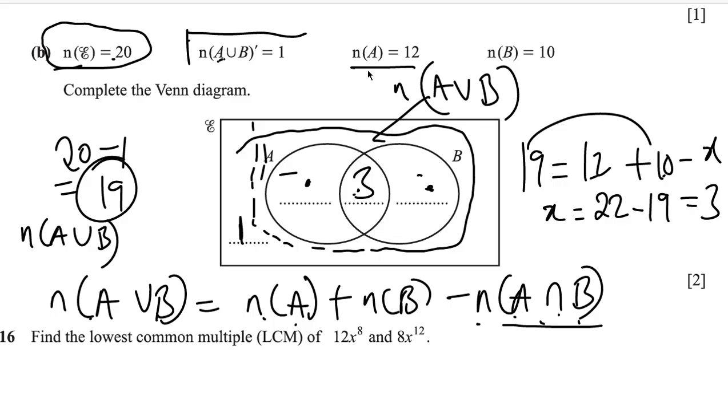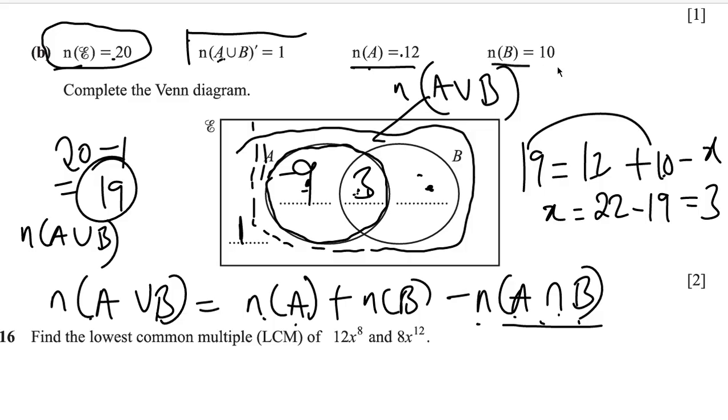Right? So N of A is 12, and you know that this is the whole of A. And the whole of A is 12. So since we have 3 over here, to make up to the 12, which is N of A, we need 9. 9 plus 3 is 12. That's all in A.